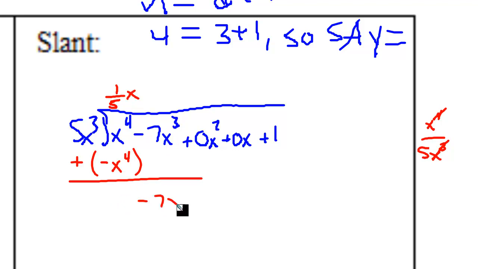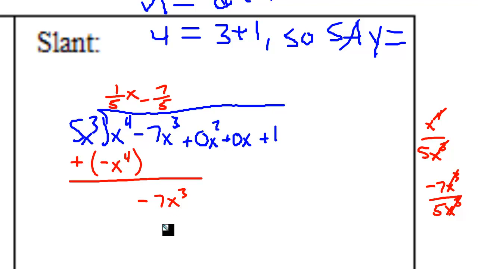Bring down the next term, negative 7x cubed. How many times will 5x cubed go into that? Let's check. What's negative 7x cubed divided by 5x cubed? Here your x's cancel completely. You're left with a plus negative 7/5, or a subtract 7/5. Your choice. I'm going to go with subtract. A subtract 7/5 times 5x to the third.